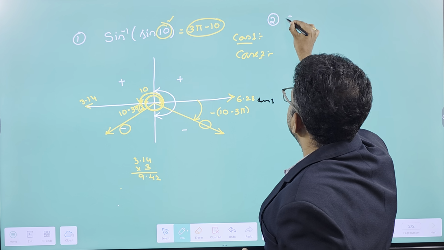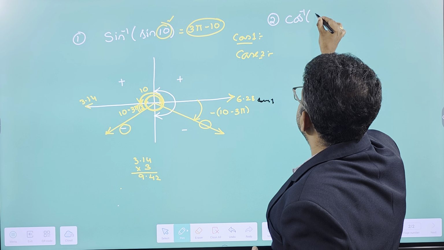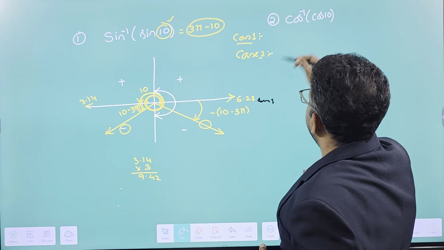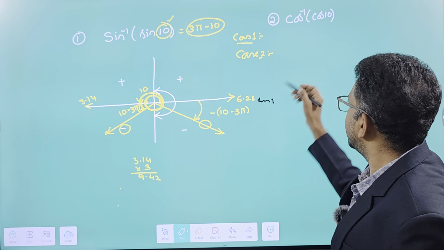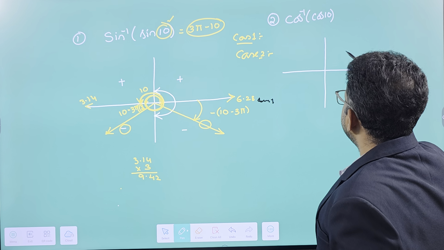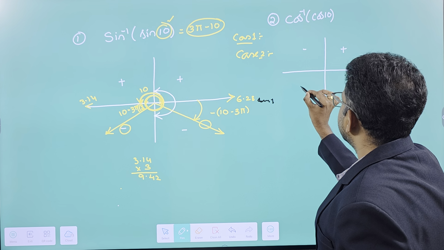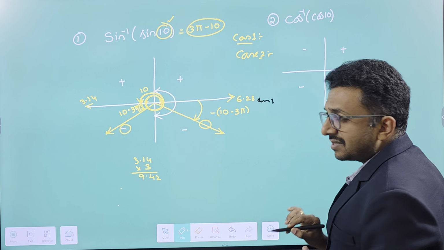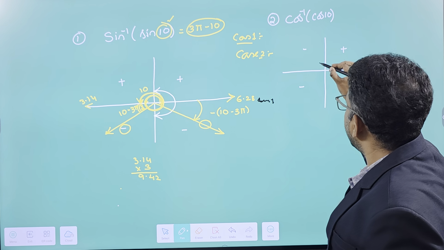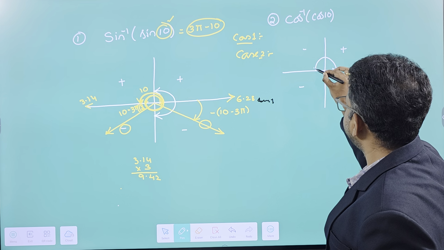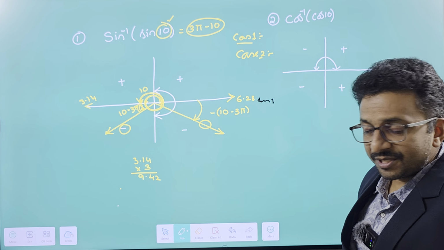So let's solve cos inverse of cos 10. So how much is cos inverse of cos 10? Draw the quadrant diagram for cos inverse of cos: plus, minus, minus, plus. And what is the range of cos inverse? 0 to pi, right? The quadrant diagram is ready.